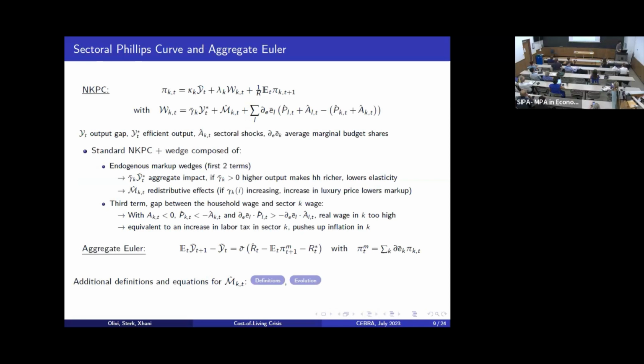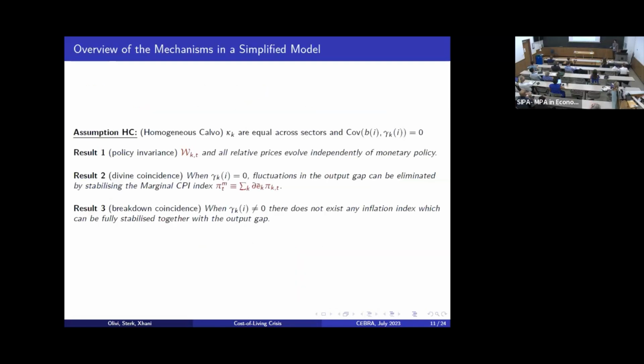So to give the intuition of what happens in the model, I'm going to consider a simplified version of the model that captures most of the channels of interest. The main assumption that I'm going to use in the book is this assumption HC, which basically says that the slope of the Phillips curve, kappa K, is common across sectors, and there is no correlation between wealth and the markup. Under those assumptions, the wage WK is going to evolve independently of monetary policy, because monetary policy cannot affect it. So that's the main assumption.